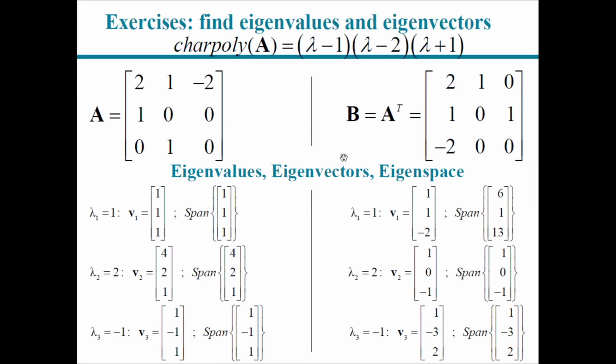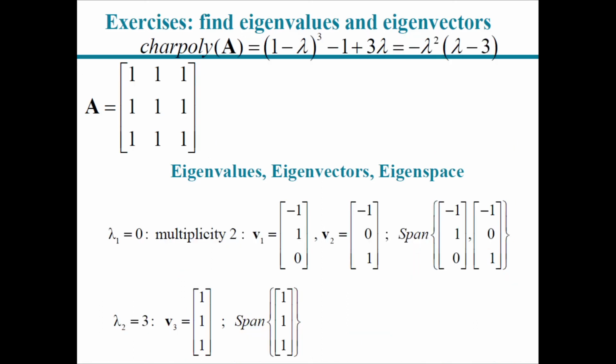So here are other examples. The characteristic polynomial is given here, so the roots are 1, 2, and negative 1. And here B is the transpose of A, so it has the same eigenvalues, so you just need to compute the eigenvectors. This one, we solved it already. It's very fun. So in this case, 0 was an eigenvalue of multiplicity 2. So algebraic multiplicity was 2 because 0 was an eigenvalue twice.